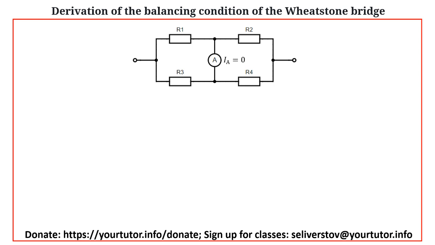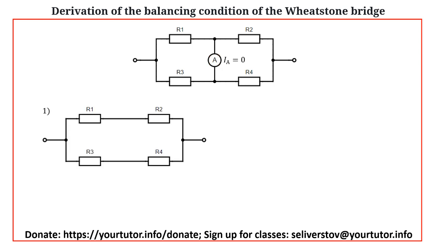To do that, we need to draw an equivalent circuit. And the point is, since the current doesn't flow through the ammeter, that it can simply be thrown out of this circuit. This will change nothing. But then it turns out that resistors R1 and R2 are connected in series in this circuit, as well as resistors R3 and R4, as shown in this circuit.